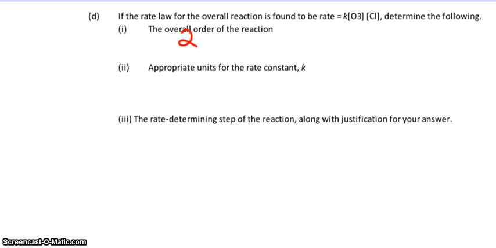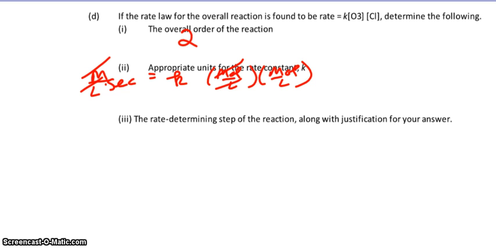The appropriate units for the rate constant k: rate would be something like molarity over seconds, or moles per liter times seconds. Let's just use seconds because that's a common one. That's equal to k times moles per liter over moles per liter. If you get rid of one of the moles per liter, we have to get rid of the other one, so in a sense we have to flip it. So k is equal to L over moles times seconds.